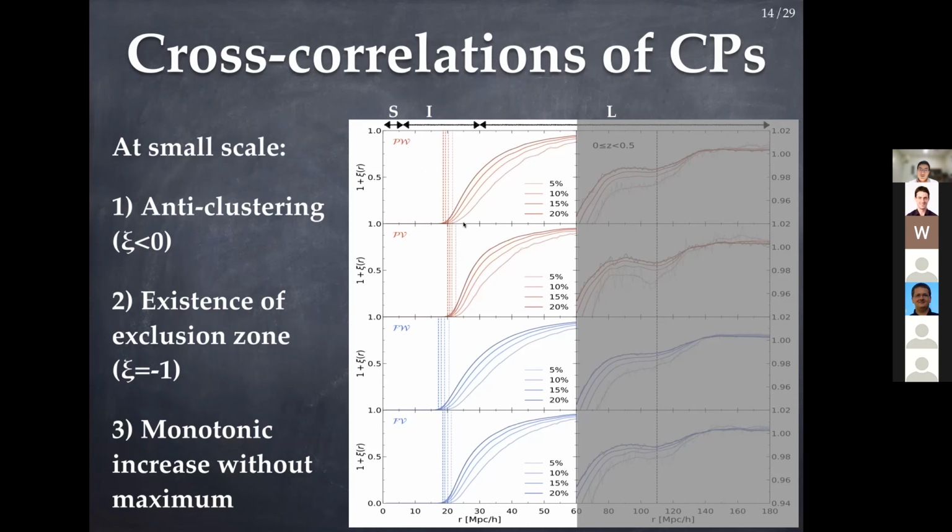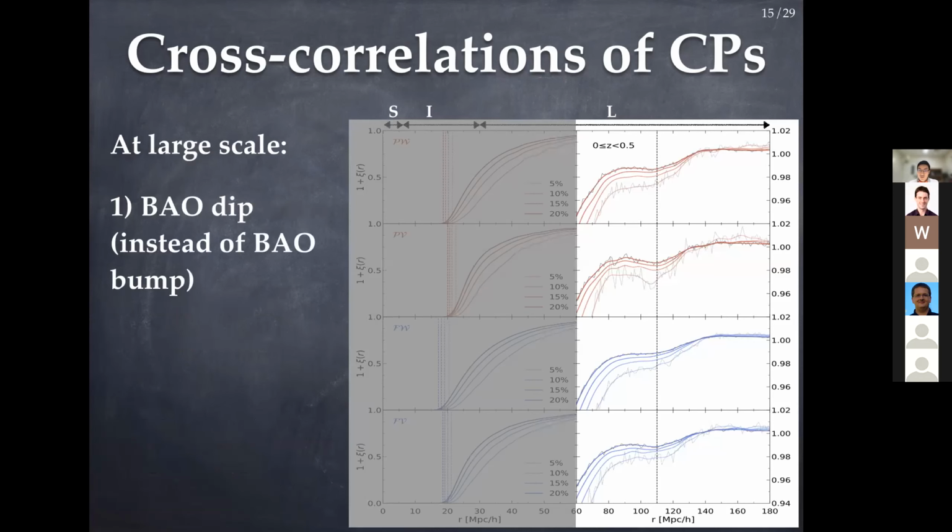And this logic also applies to the rest of the correlations. And you can also observe that the size of the exclusion zone, which is represented by vertical lines, is moving outward for rarer critical points. So this is again due to the relative height difference between the two points. If the height difference between the two critical points is larger, then the size of the exclusion zone is getting larger.